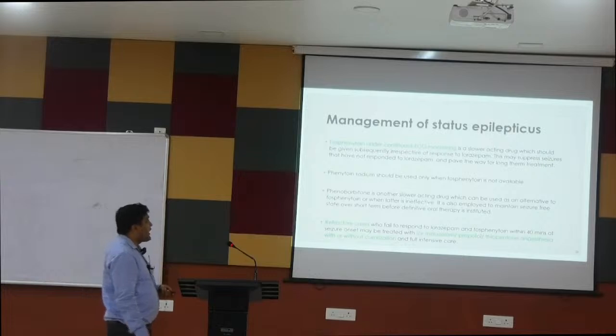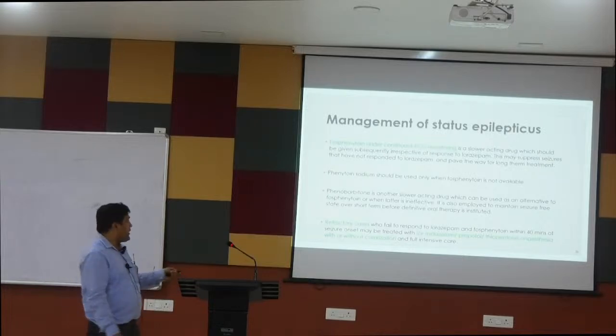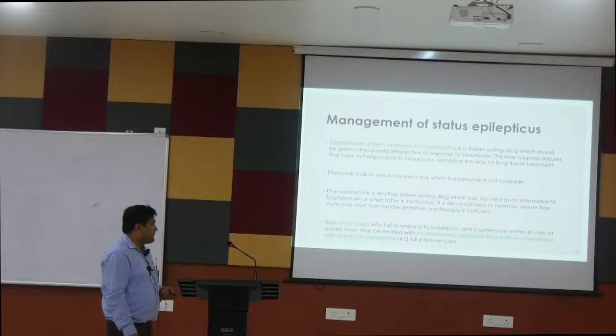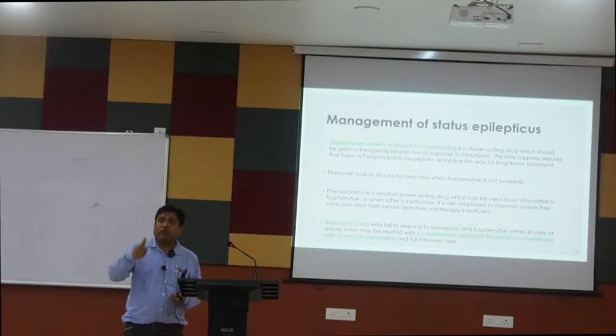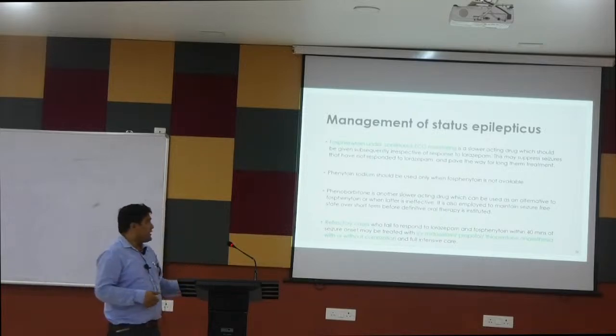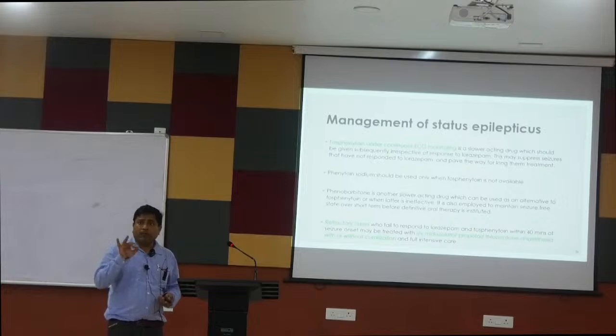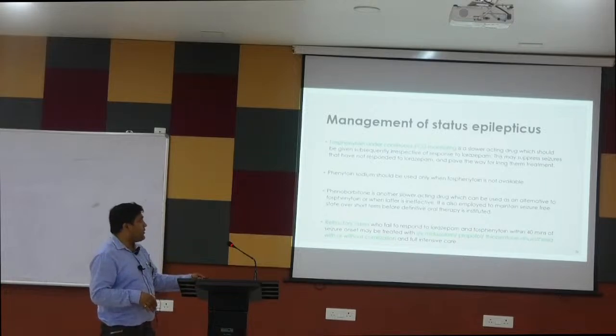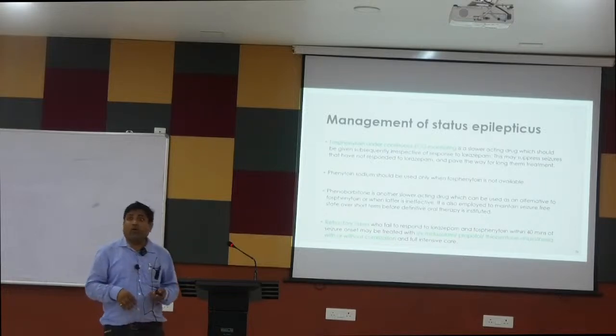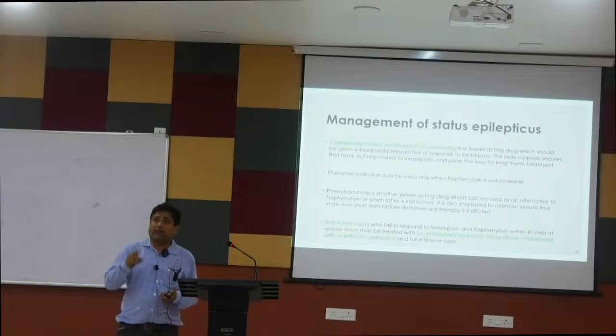Phenobarbital is another slower acting drug which can be used as an alternative to fosphenytoin or when the latter is ineffective. Refractory cases who do not respond to fosphenytoin, phenytoin and phenobarbital can be treated with intravenous midazolam, propofol, or even thiopentone anesthesia with or without ventilation or muscle relaxation.